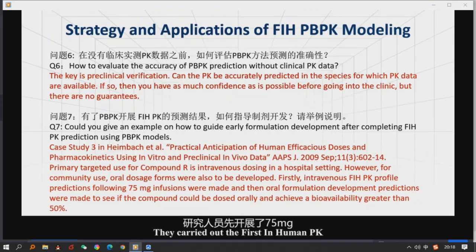So they carried out the first-in-human PK predictions following a 75 mg intravenous infusion dose. And then for the formulation development, they made predictions following oral dosing to assess whether they could achieve a bioavailability greater than 50%.